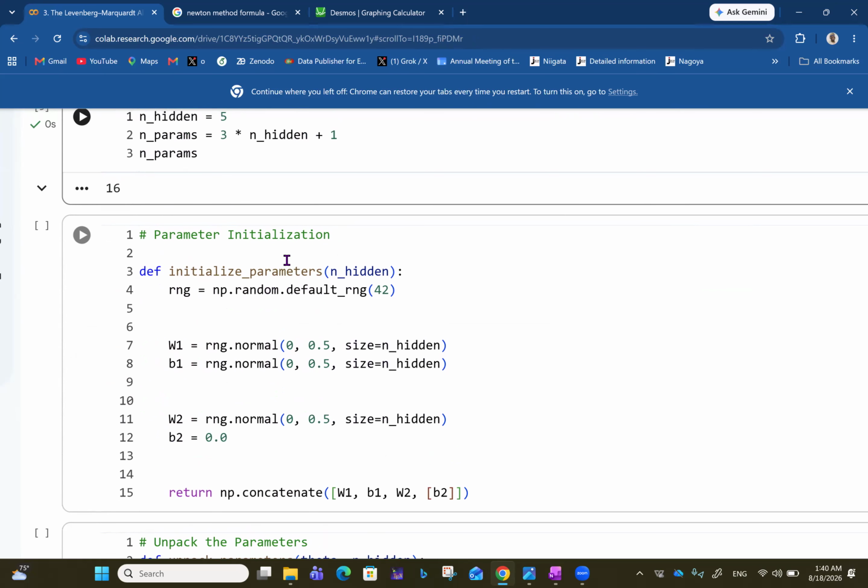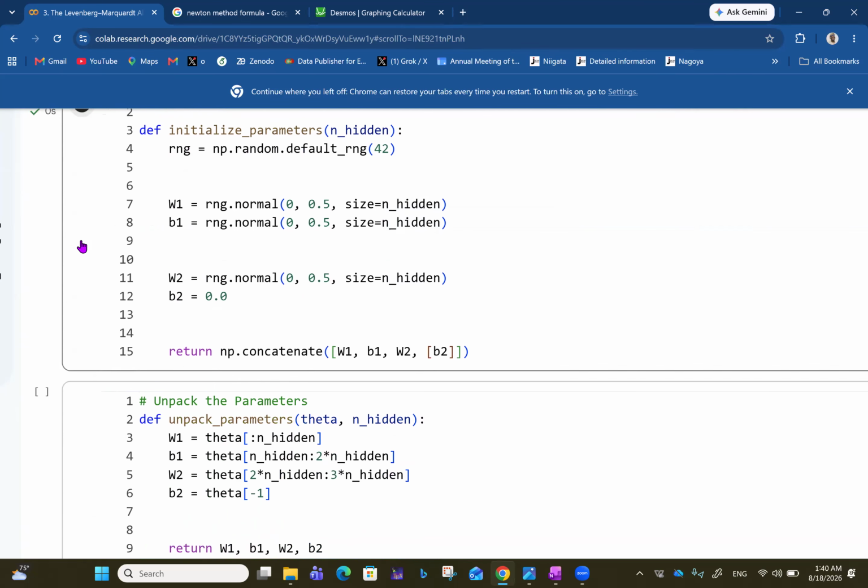Then we also have parameter initialization. So we can initialize parameters like this. We initialize the parameters with the number of hidden parameters. So you have RNG, random default 42, then W1, W2. You make sure it follows a normal distribution, from 0 to 0.5. Same for B1. Then we have B2 also defined this way, and you have B2 to be 0.0. Then you can put everything together, the weights and the biases like that. So that's the parameter initialization we have there.